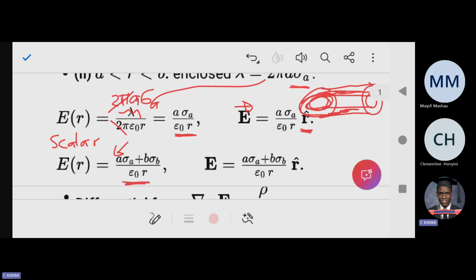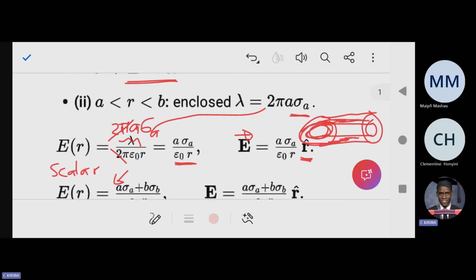Then the formula for E_R, this formula is not given. It's yours. You must bring it there in the exam. Lambda over 2 pi epsilon naught multiplied by R. You replace the value of lambda, and you get sigma A over epsilon naught R. If you want to write it as a vector here, you just introduce the R component.